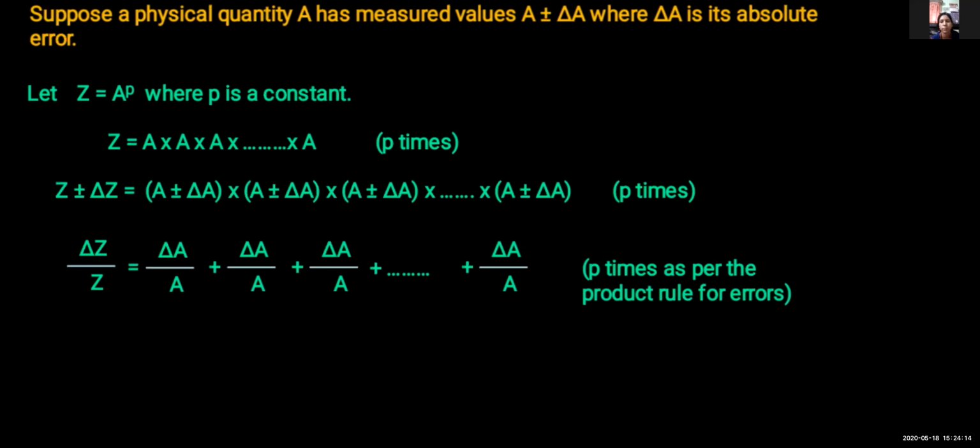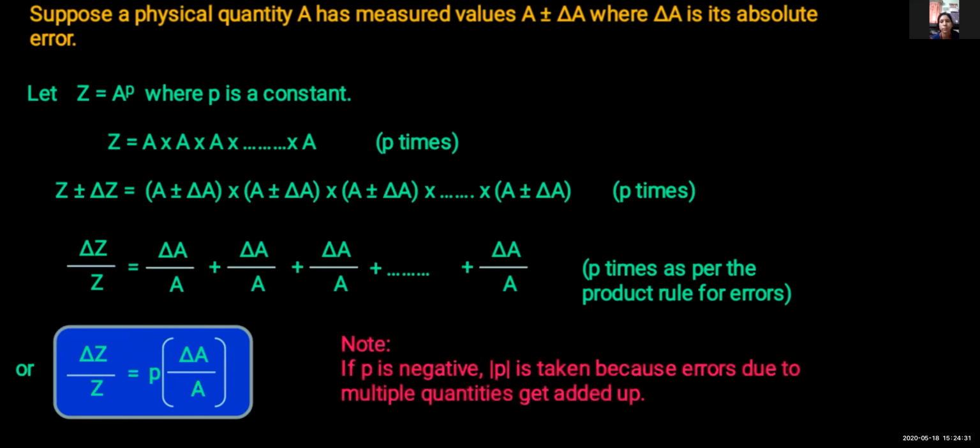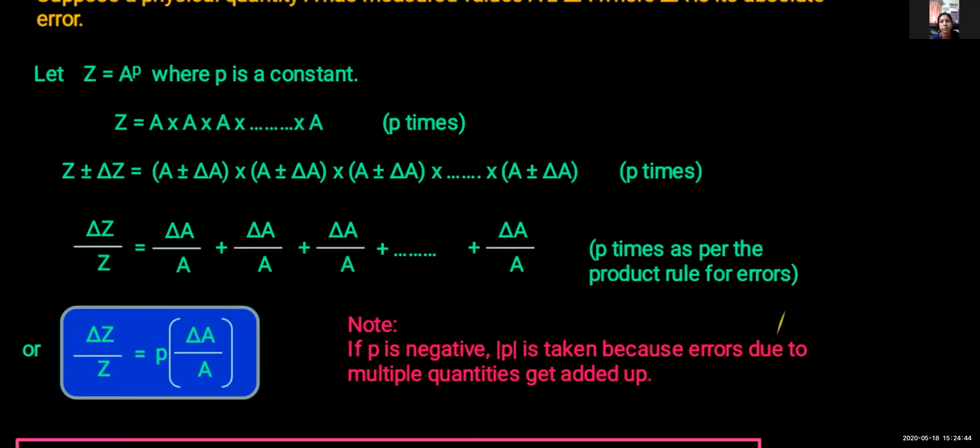So we can write delta Z upon Z equal to delta A upon A plus delta A upon A, up to P times, as per the product rule of the error. So it can be written as delta Z upon Z equal to P delta A upon A, where P is constant. P is taken as positive, because the error due to multiple quantities gets added up. I hope this is clear to you.